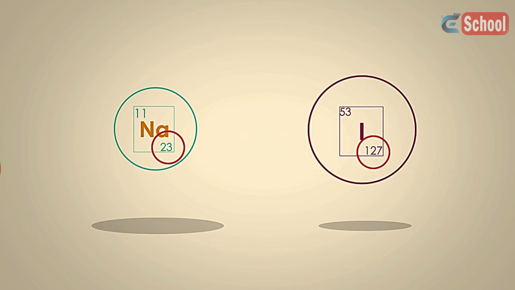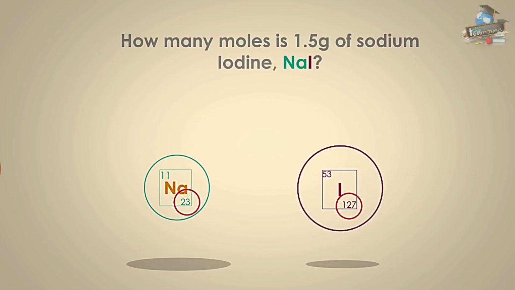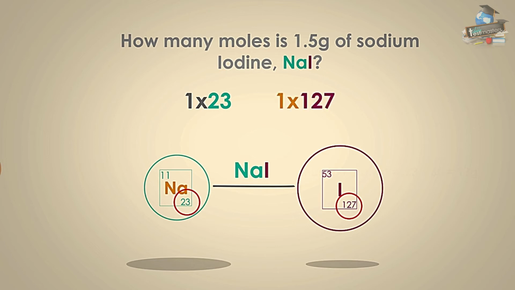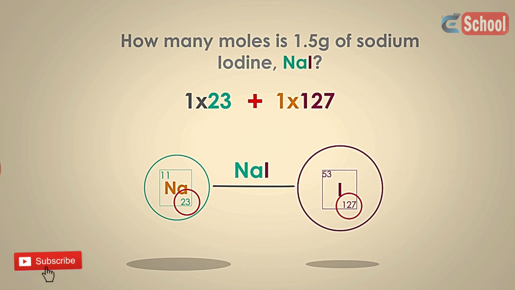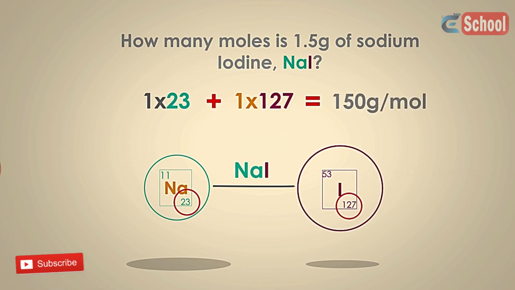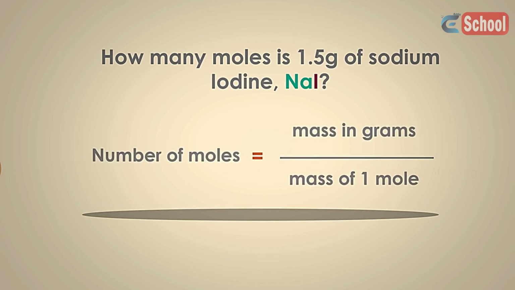Let's say we have 1.5 grams of sodium iodide, NaI. How many moles is that? The relative atomic mass, or Ar, of sodium is 23 grams per mole. The relative atomic mass, or Ar, of iodine is 127 grams per mole. Thus, the molecular mass of sodium iodide is 23 grams per mole plus 127 grams per mole, which is 150 grams per mole. You may notice the molecular mass units are grams per mole.